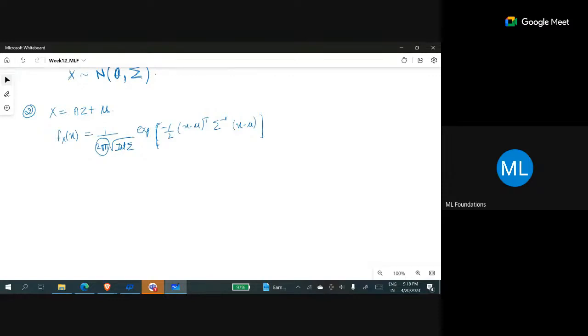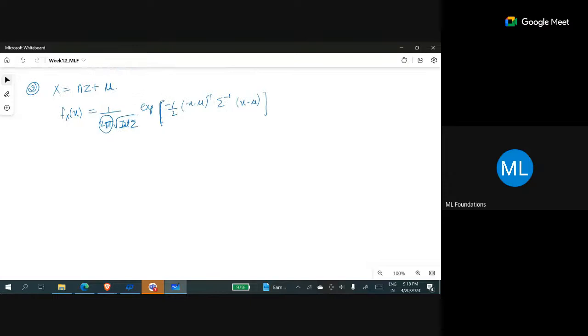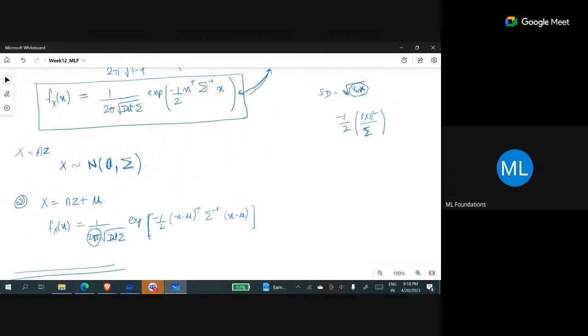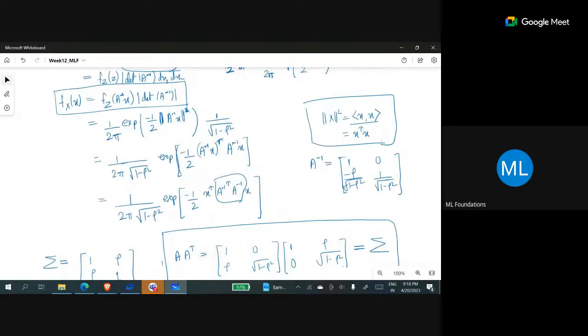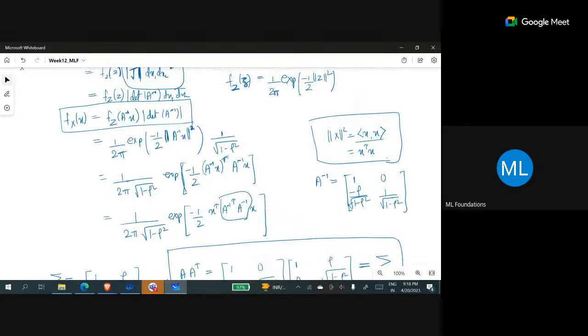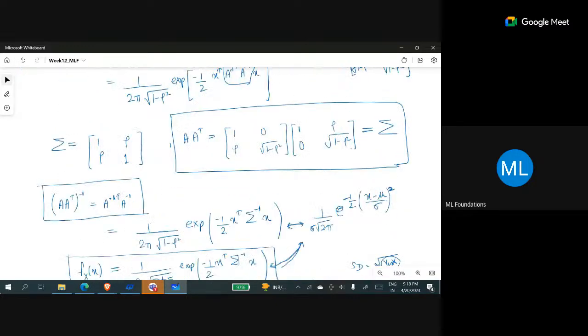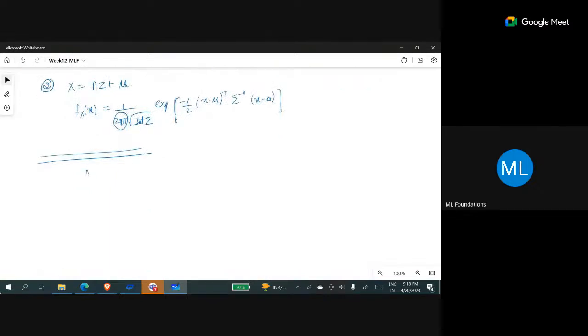So there is one more thing that we had seen. Okay, so we had stopped here. Instead of expanding this, if we just stop here and proceed further, we had gotten f of x to be 1 upon, sorry, it was not under root, it was 2 pi under root of 1 minus rho square, e to the power minus 1/2 norm of A inverse x whole square, right? This is what we got.